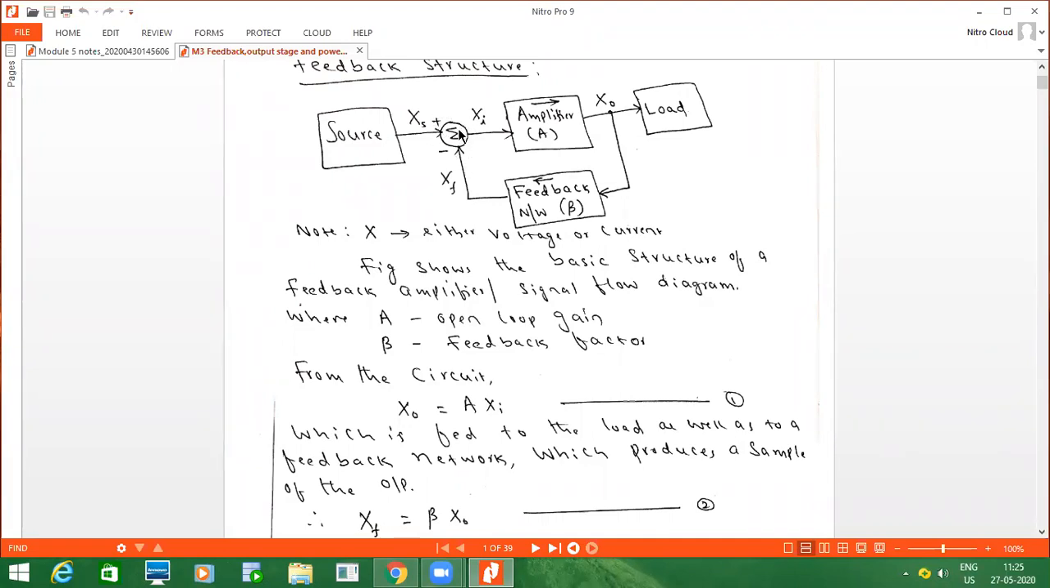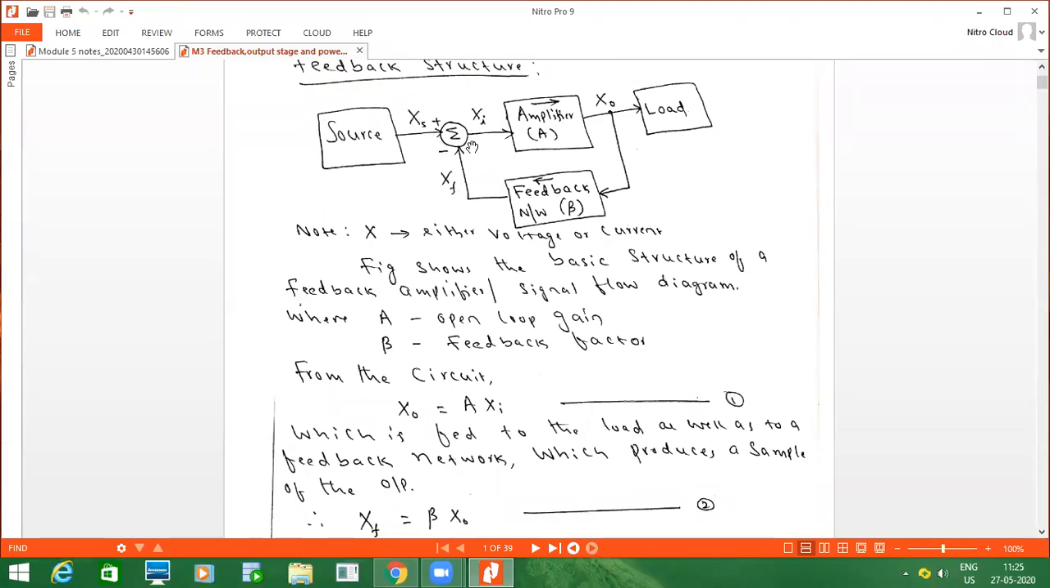Okay, so here just have a look. XS is the input from the source, and XI is how much input voltage I am providing to the amplifier block. If I use a BJT, it is the voltage I am connecting to the base of the BJT, or the gate terminal of the MOSFET or JFET, correct? That voltage I represent as XI. Anyway, we are using negative feedback, right? So Xi will be equal to XS minus XF.